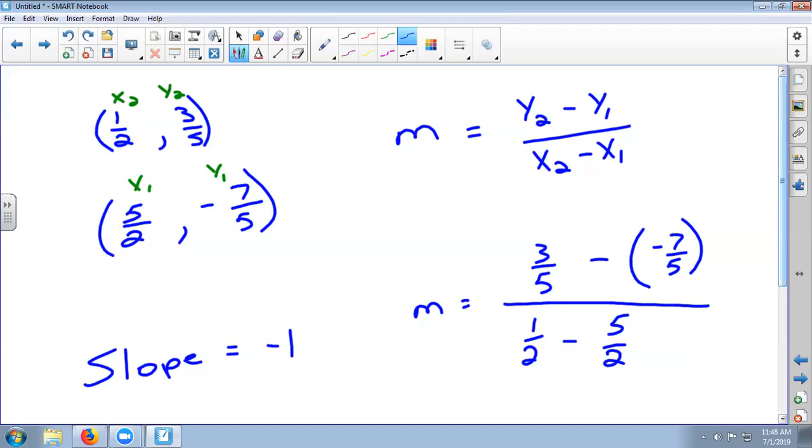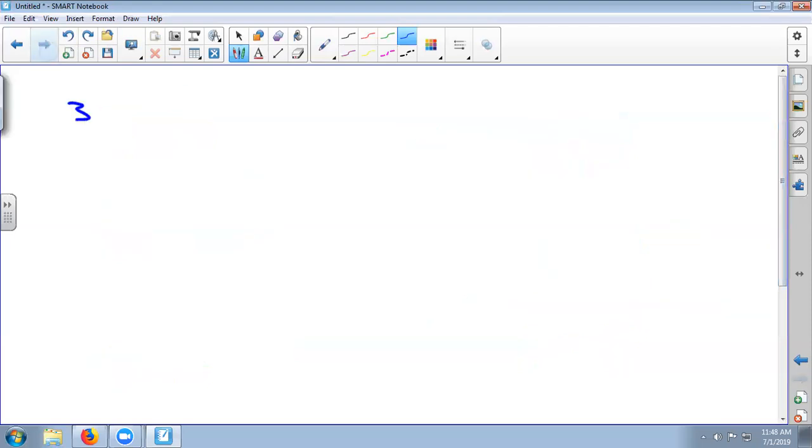Okay, let me give you homework from 3.2. We are just going to do 1 through 15 odd. 1 through 15 odd, on pages 194, 195.